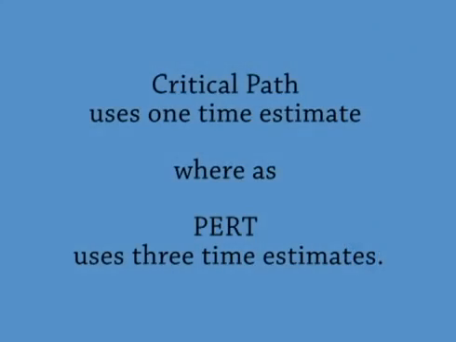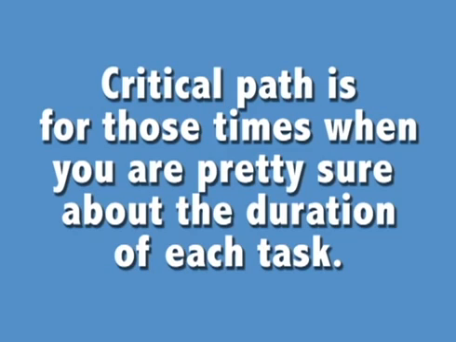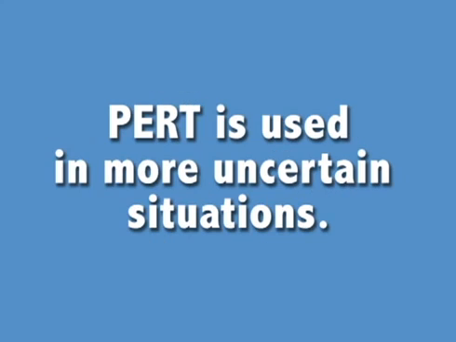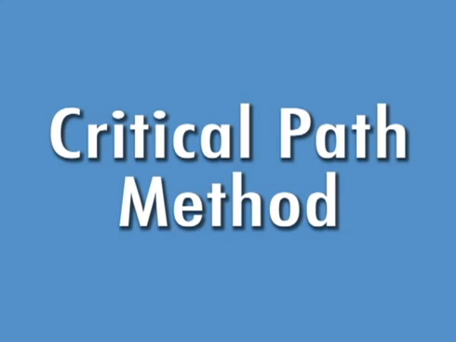The difference between critical path and PERT is that critical path uses one time estimate, whereas PERT uses 3 time estimates. So critical path is more or less for when you're pretty sure about the durations, the time it's going to take to do each task or each activity, whereas PERT is used in a more uncertain situation. You remember our discussion about uncertainty? And you can use these 3 time estimates to come up with something called the expected time. We're going to start with the critical path method since it is the simplest way.